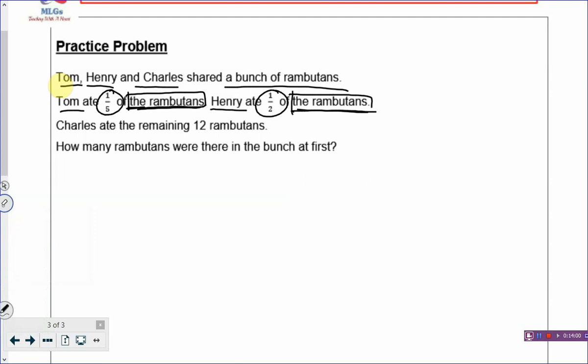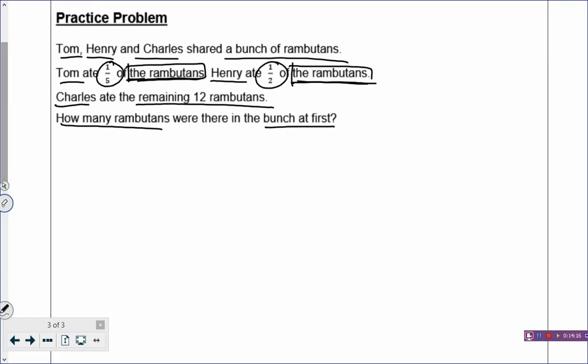Okay? And you can make the denominator the same, alright, or you can drop down the model that you saw just now. Now, Charles ate the remaining 12 rambutans. So how many rambutans were there in the bunch at first? Okay, let's drop down the model, alright, because I would like to focus more on the dropping down.